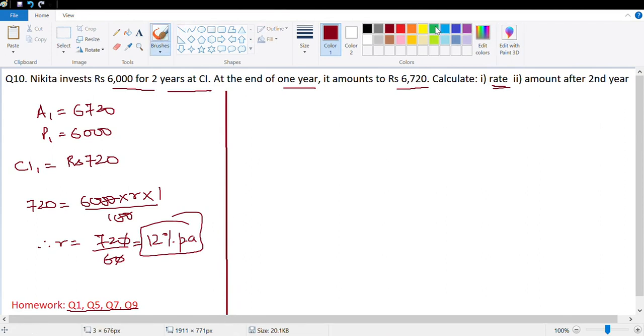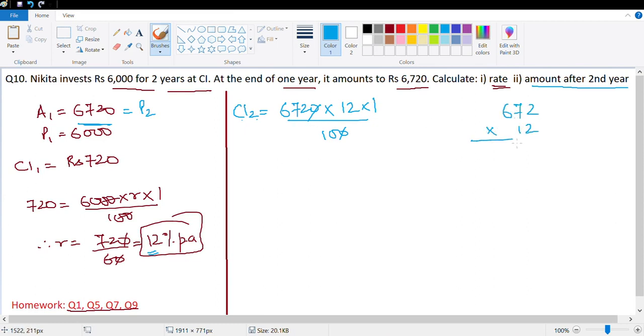First part of the question, fairly simple. Let's look at the second part. Amount after second year. Let's see, without using the formula, because I'll have to multiply with 12. We already know amount after first year, which will be equal to principal for second year, which will be 6,720. So this is not amount, this is interest for second year. So compound interest for second year, principal into rate, in this case 12 into 1 upon 100. That's 672 into 12. This exercise or this chapter has a lot of calculations.